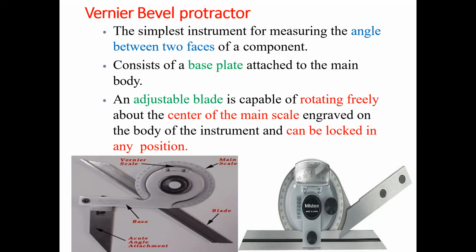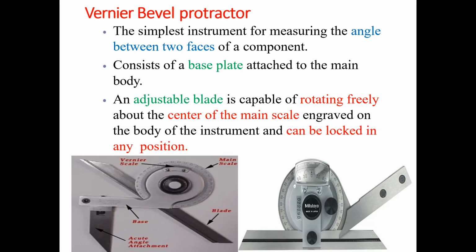The complete working of this vernier bevel protractor is similar to that of vernier calipers. It also works on the principle of vernier. It consists of a base plate. The base plate is completely flat at the bottom in order to place it on the work part while measuring.